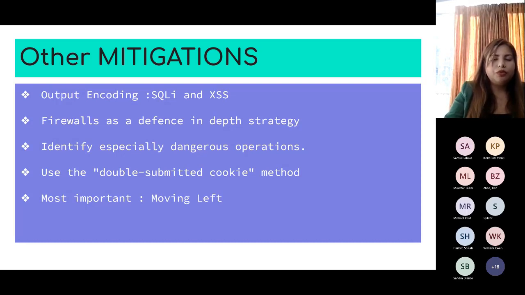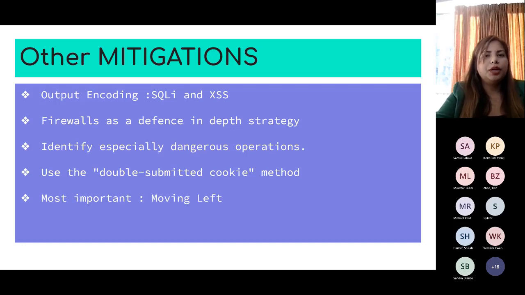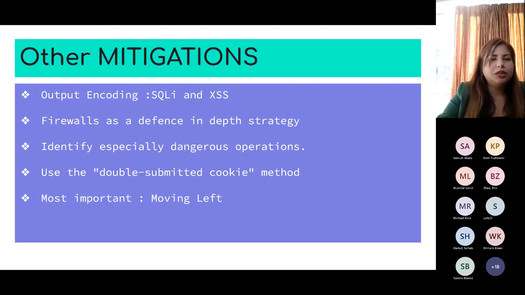Output encoding is also one of the important ways for SQL injection and XSS. We do have to read a little bit more about this, but considering the time, I have not discussed this much. So firewall as a defense in depth strategy is very important. Firewalls have some strategies for XSS and SQL input validation and other input validations. So we can learn from the firewalls what they are taking care of, and also implement the same in our applications as a defense in depth strategy.